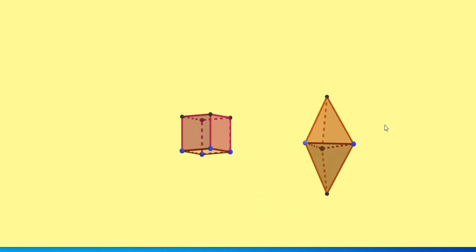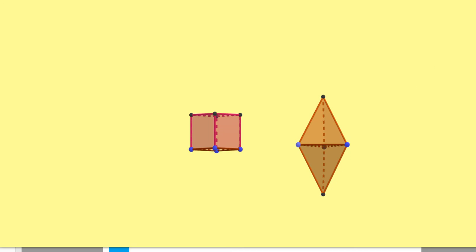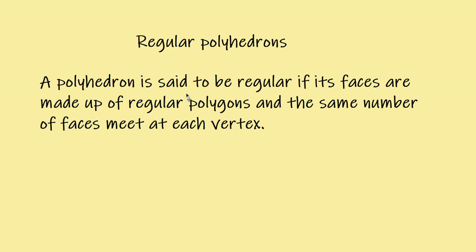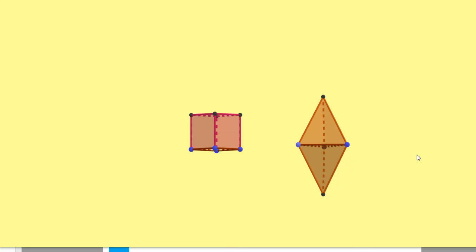So this kind of polyhedron we can call a regular polyhedron. That is, a polyhedron is said to be regular if its faces are made up of regular polygons and the same number of faces meet at each vertex.